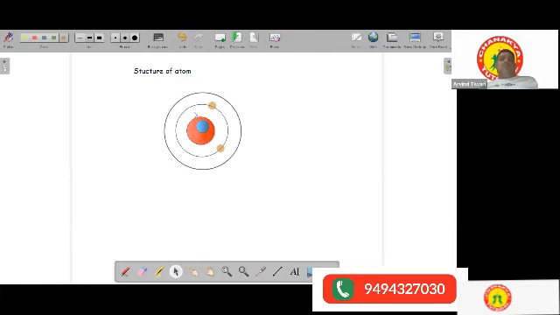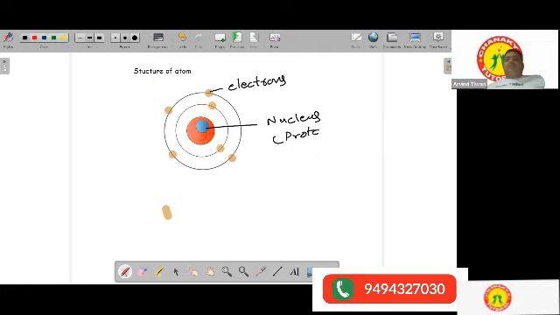You get another orbit. Now the electrons will be revolving in these orbits. See, you have the first orbit, the second orbit, and in this way the electrons are revolving in orbit. We call these particles electrons. And in the center, you have protons and neutrons. So this is your nucleus, which consists of protons and neutrons.